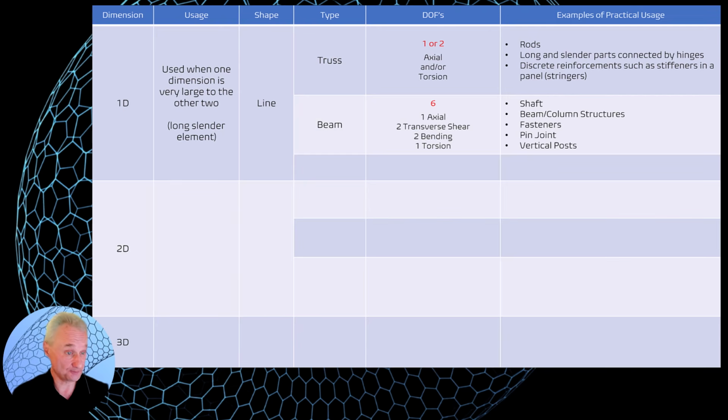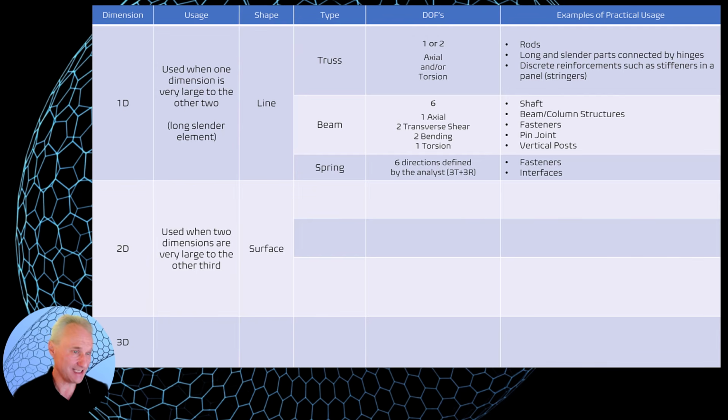Again, in the 1D dimension, we have the beam with 6 degrees of freedom: 1 axial, 2 transverse shear, 2 bending, 1 torsion. The typical usage: shaft, beam column structure, fasteners, pin joints, vertical post. The last type of 1D element is the spring, with 6 directions defined by the analyst, 3 translations and 3 rotations, to model what? Fasteners and interfaces.